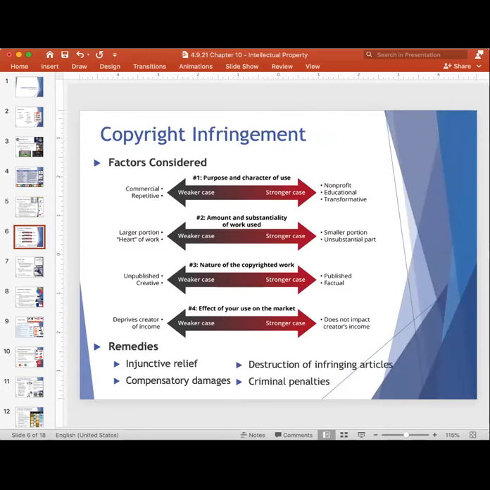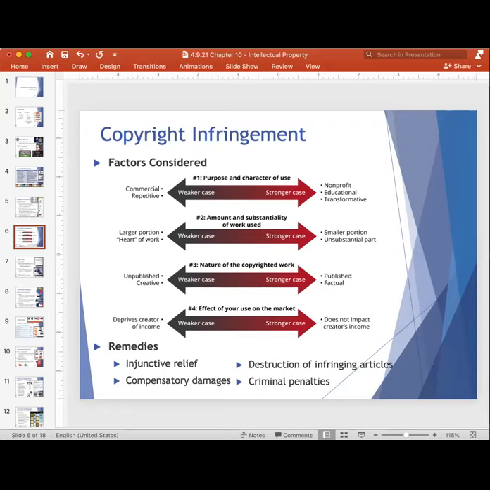So if there was a violation of the Copyright Act, which basically means that someone is using a copyrighted work without the permission of the owner or without a license, then there is potential for copyright infringement. And when there is copyright infringement, the courts will look at a number of factors because some use of copyrighted work, such as fair use, is actually protected. So they're going to look at these 4 factors.